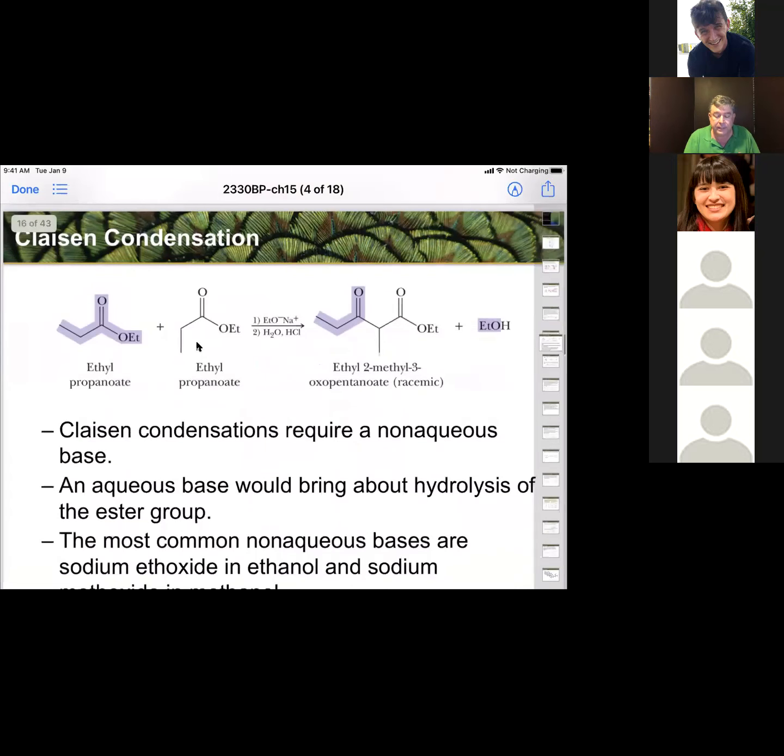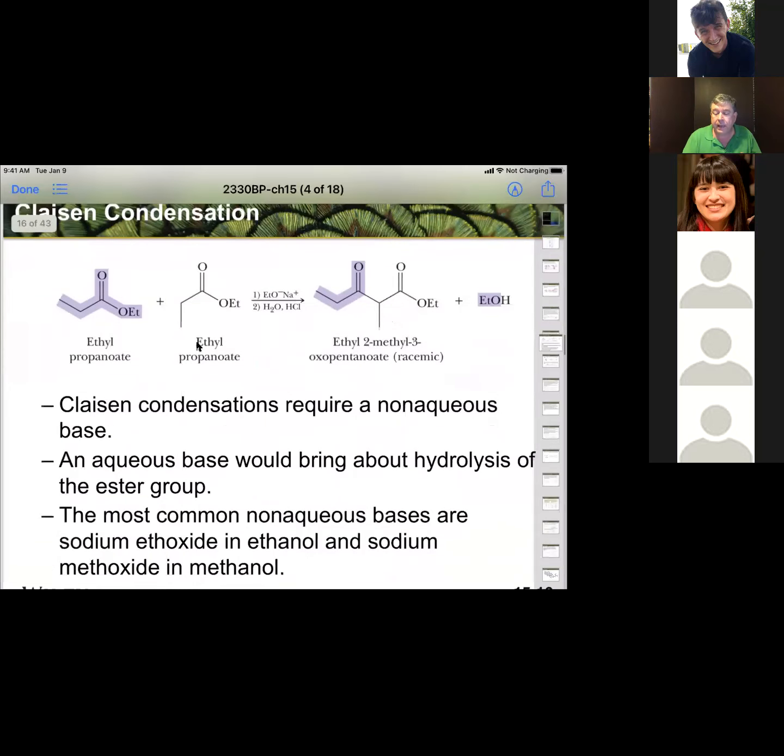Okay, so in this case, one requirement is we actually have to use a non-aqueous base, because if we had an aqueous base, it would hydrolyze the ester. We saw that aqueous bases hydrolyze esters in the last chapter. So we have to use a non-aqueous base to do this system. So typically we use an alcohol with the salt of that alcohol, like alkoxide in ethanol, methoxide in ethanol, and you want to use the same alcohol in your solvent as you have on your esters.